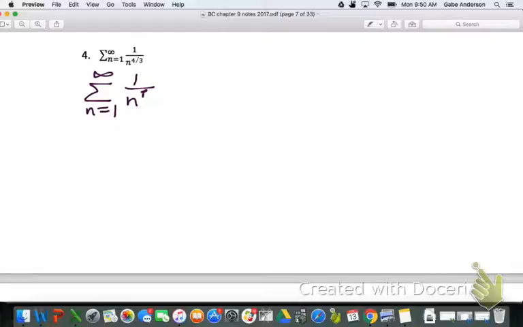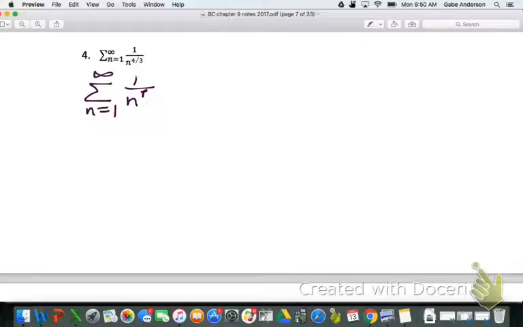This perfectly fits it. Now, if this was 1 over n to the 4 thirds plus 1, no, it's not a p-series anymore. So when I say a p-series is 1 over n to the p, I mean exactly that. No plus ones, no minus ones, no plus or minus anything else. It's just going to be 1 over a single base with an exponent, and that's it. Make sense?